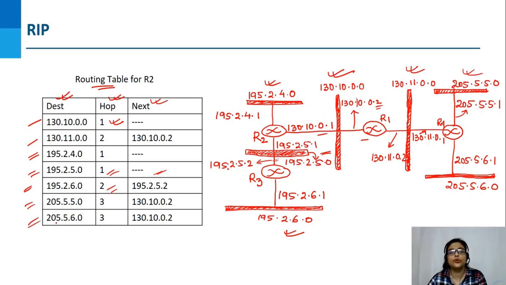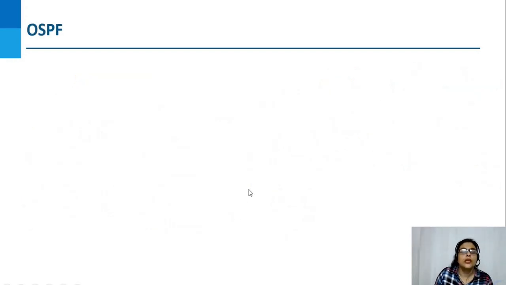In order to go to 205.5.6.0, it can again go via 3 links, and the next link will be 130.10.0.2. Now we turn our attention to OSPF, or Open Shortest Path First.